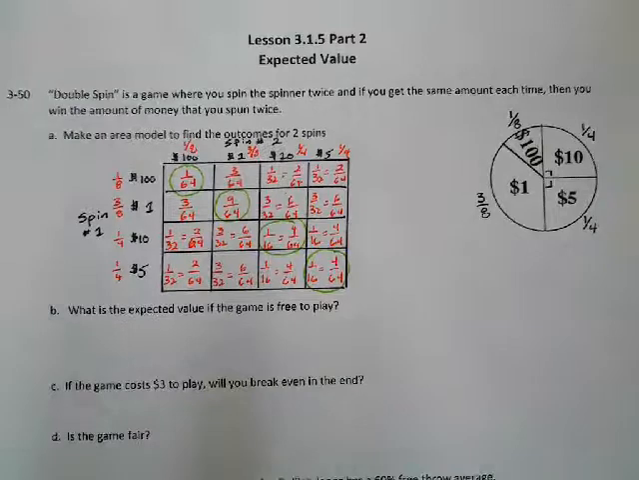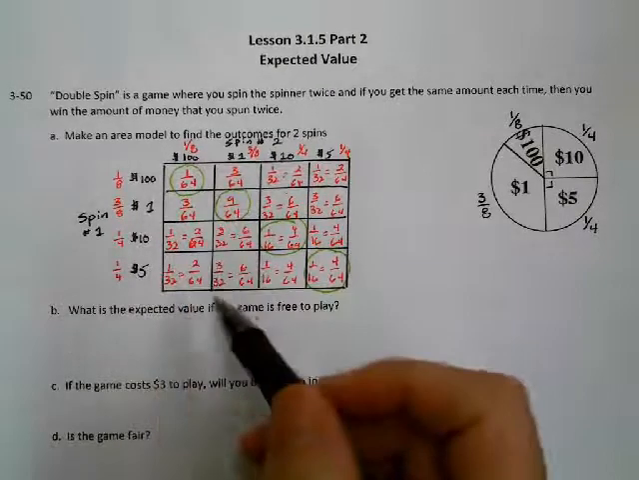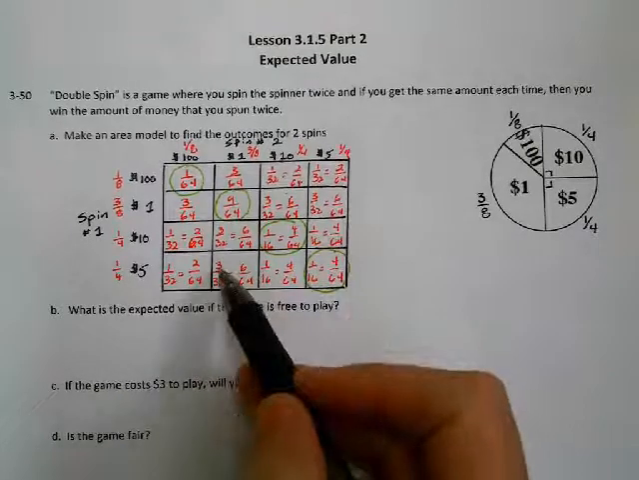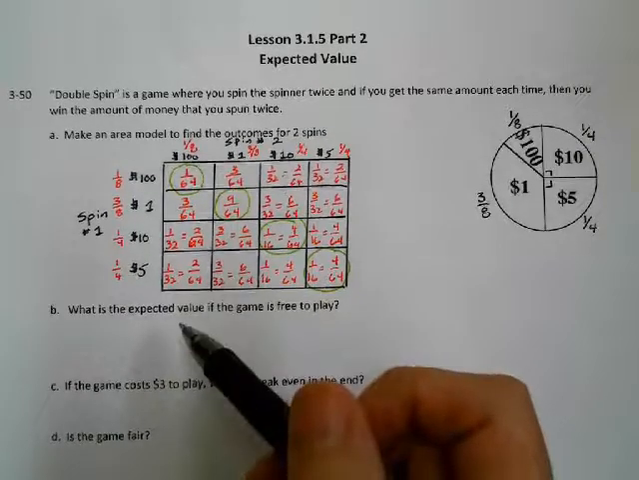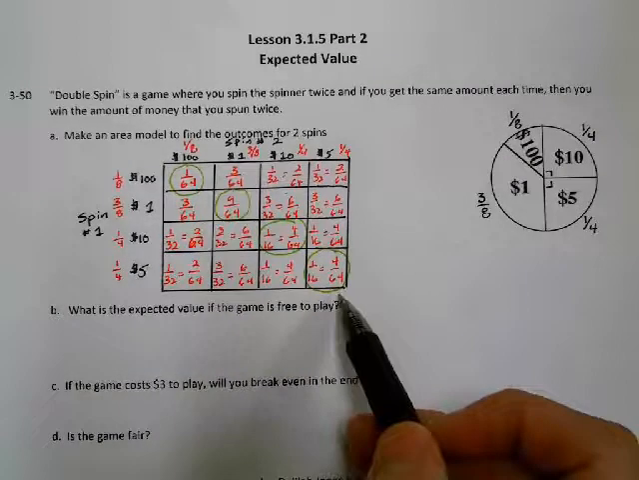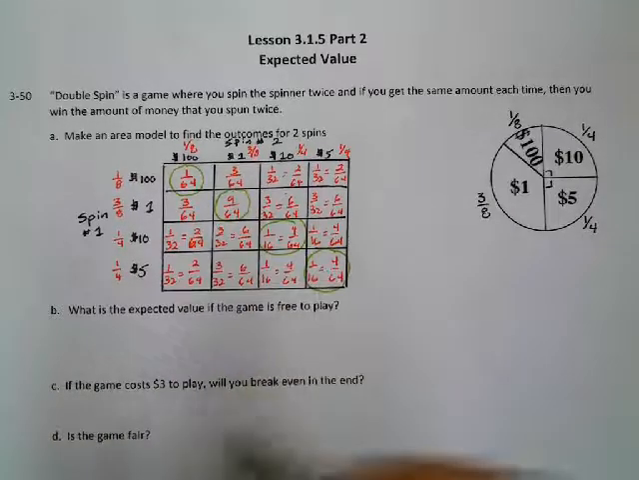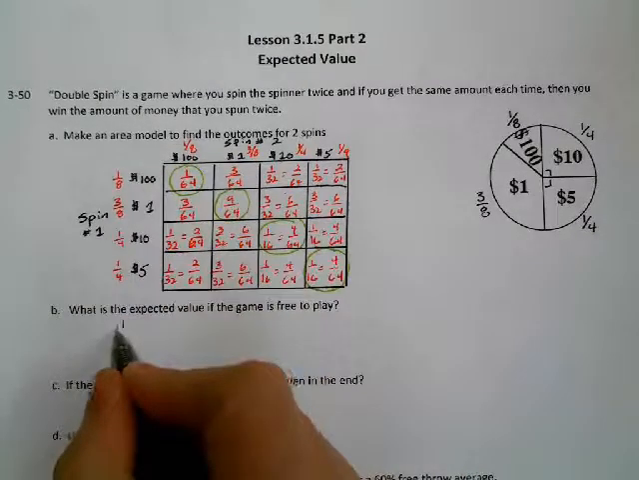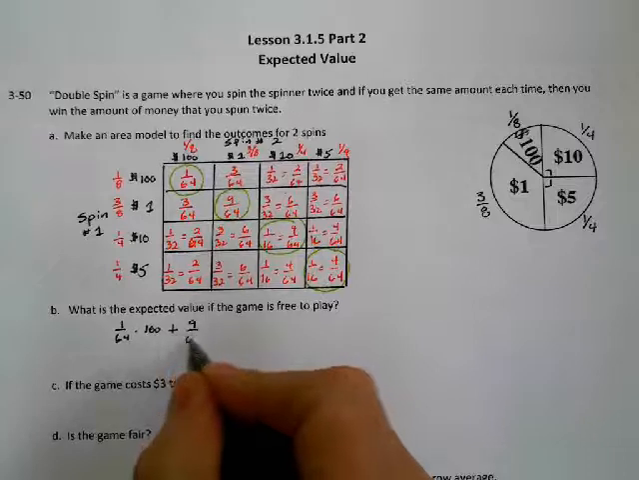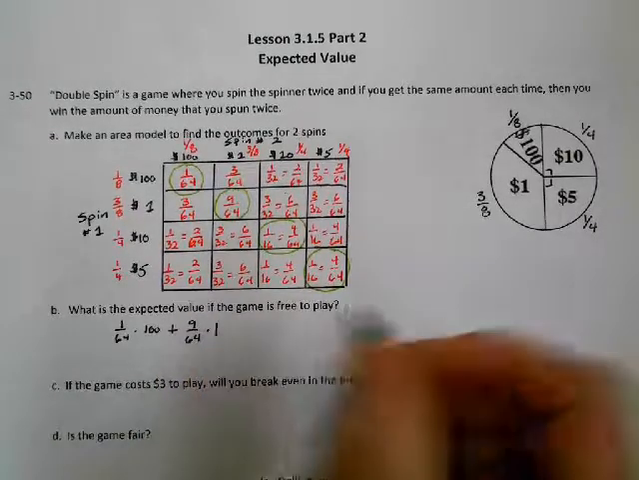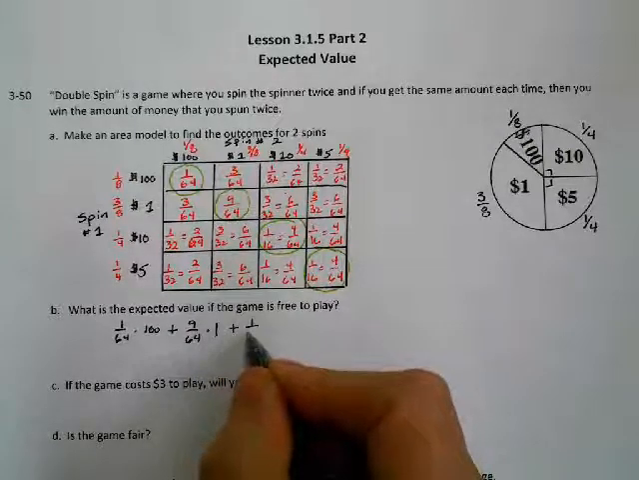So what is the expected value when we play? Normally, we would take all 16 of these final outcomes and multiply each by the amount of money we would win. Well, I can ignore everything but the green ones. All these other ones come out as 0 because I don't win. I only win when I get the same amount. So I'm only going to do 1/64 times 100, plus 9/64 times 1. So 9/64 of the time I'll win $1. 1/16 of the time I will win $10 here.